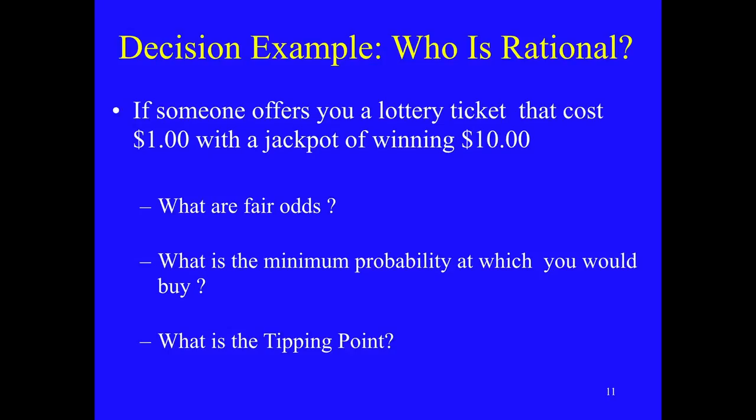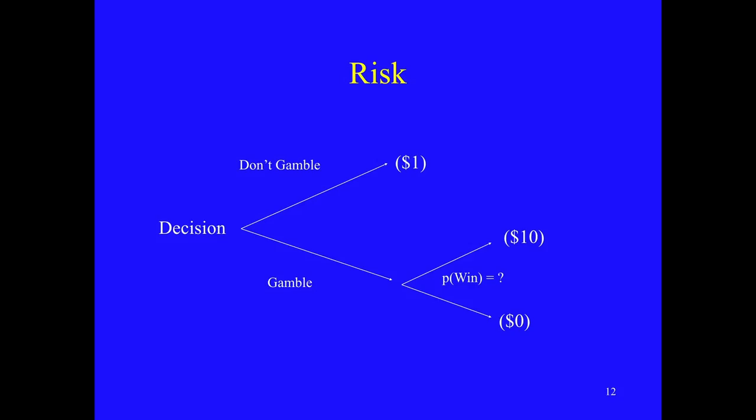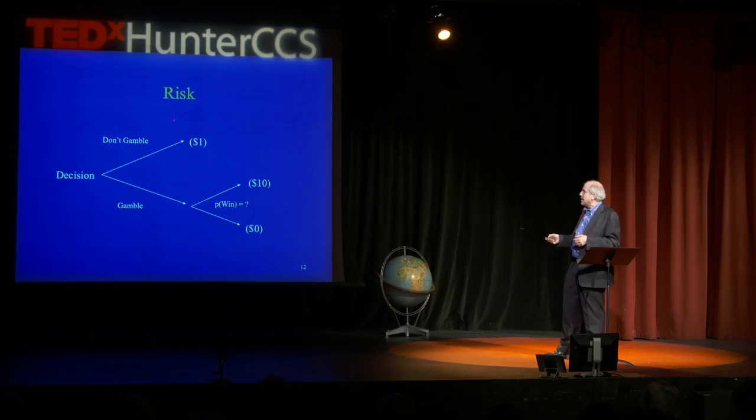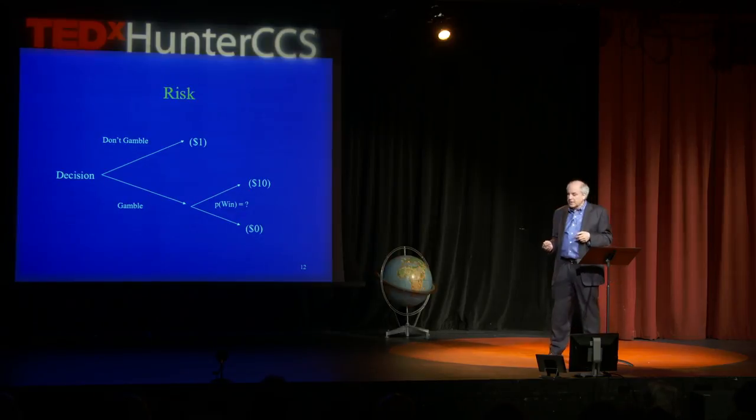Here's a simpler case. I have a decision about who is rational. If someone offers you a lottery, and the lottery ticket costs a dollar, and the jackpot is $10, what's fair odds? In other words, what's the minimum probability at which you would buy it? Another way of saying that, what's the tipping point for you? Here's the tree, right? I have a decision to make. Don't gamble, I keep my dollar. I'm ahead a dollar, or I gamble. Then I have some probability of winning it, but I could win $10 or end up with nothing.